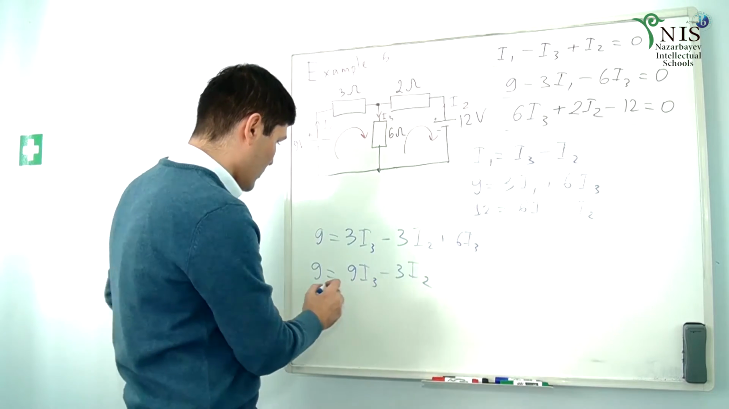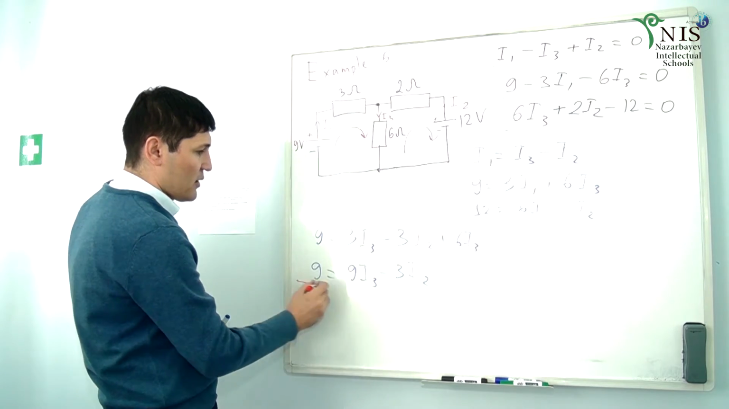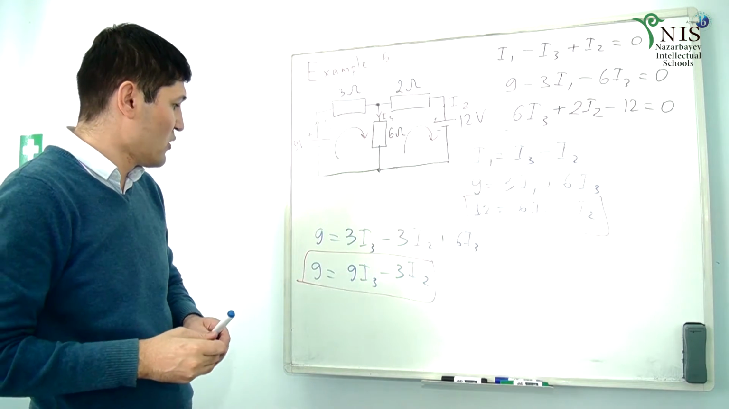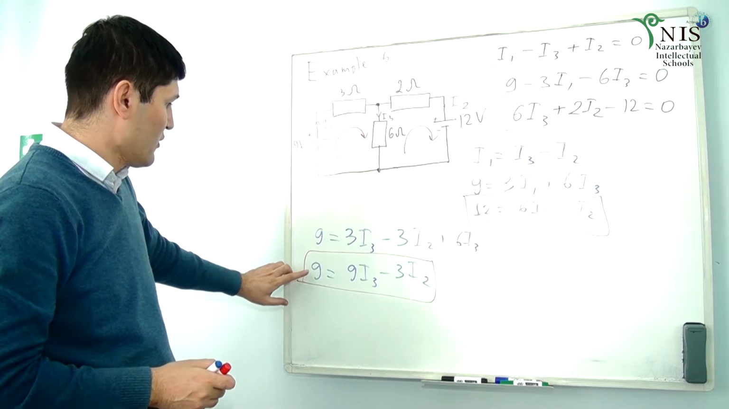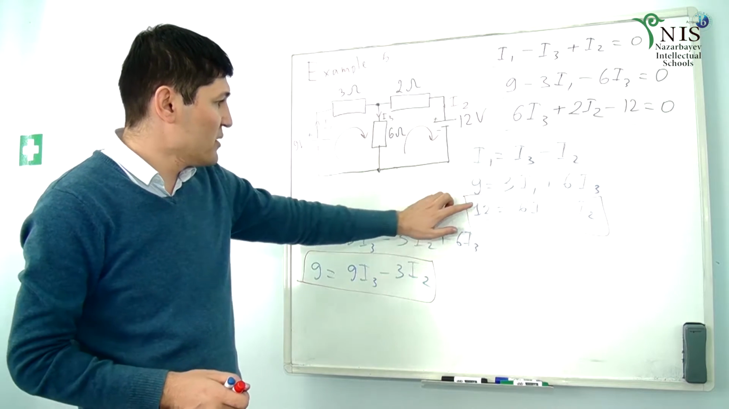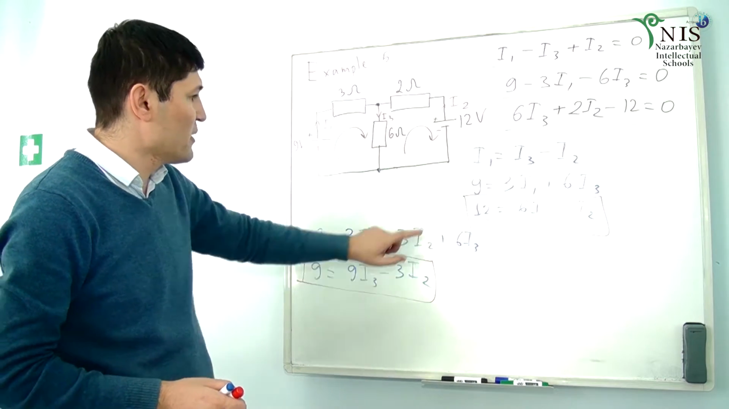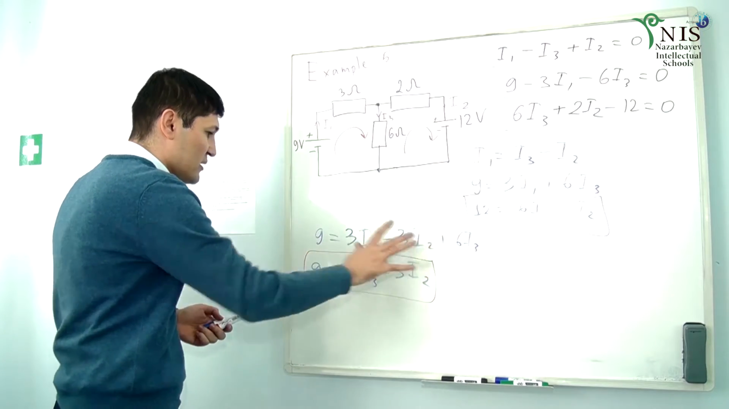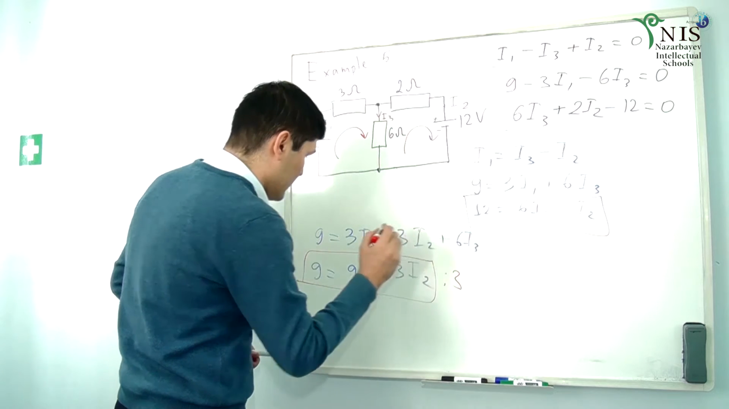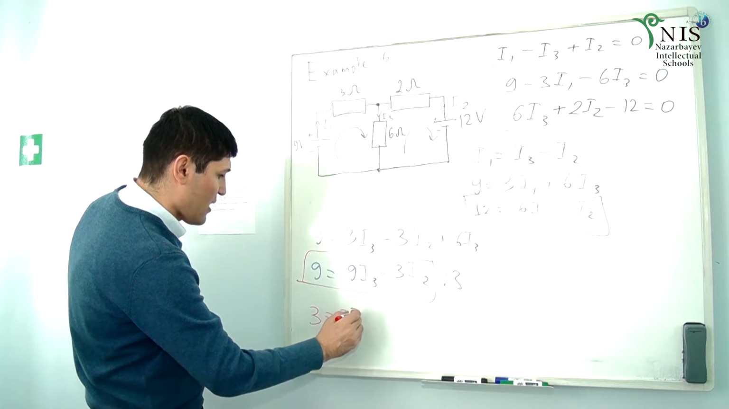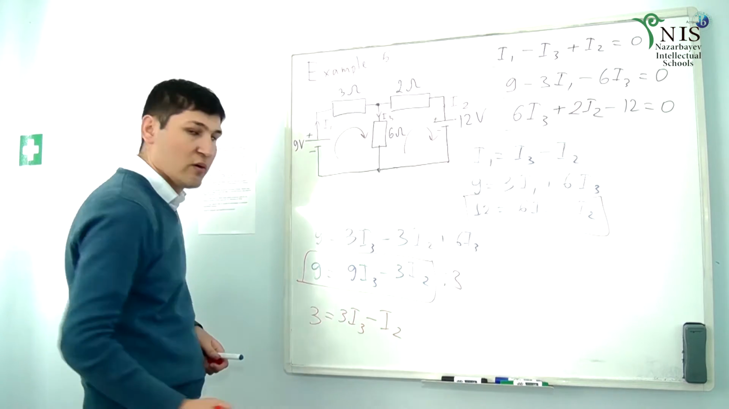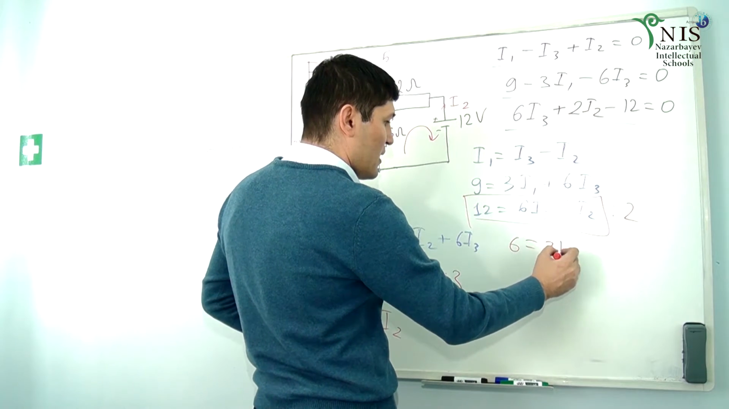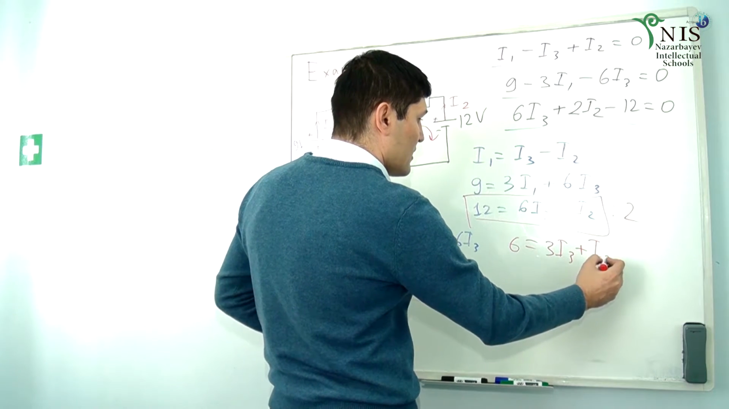And we have the second equation here. We are left with these two equations. Let's see how we can manipulate these equations to solve for the unknowns. This equation is divisible by 3, and this equation is divisible by 2, so we can isolate I2 in both cases. Let's divide this equation by 3. So we have 3 equals 3I3 minus I2. If we divide this equation by 2, we have 6 equals 3I3 plus I2.